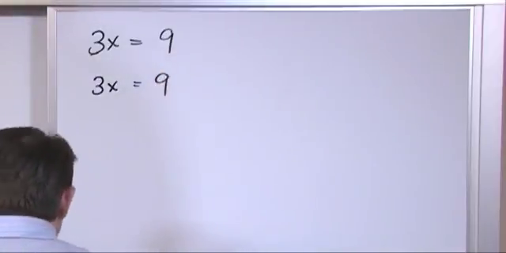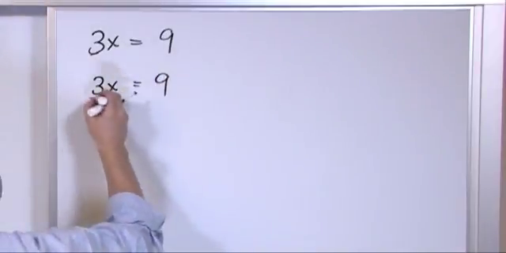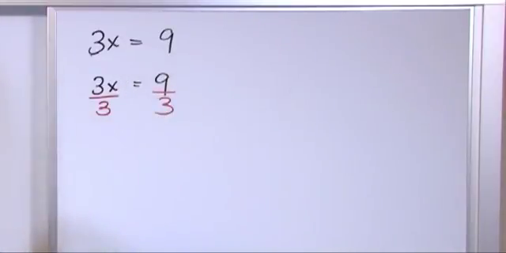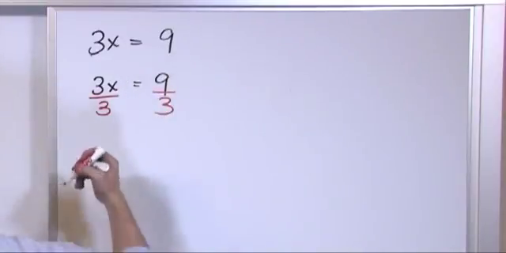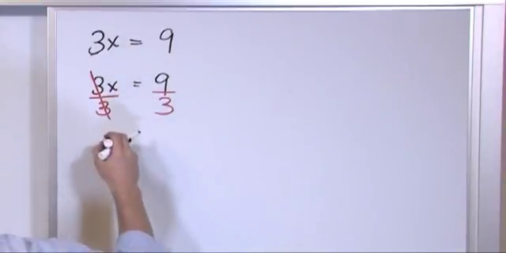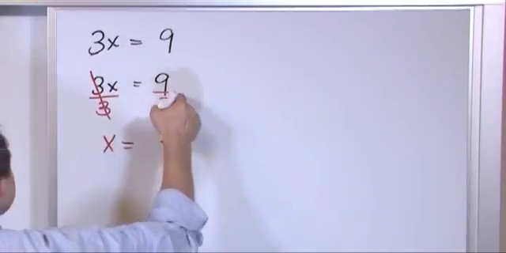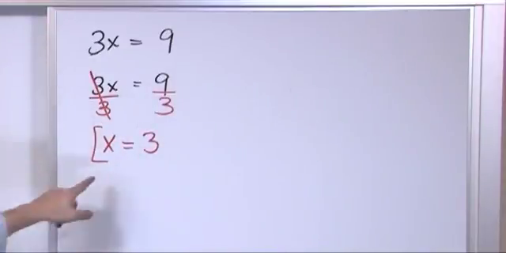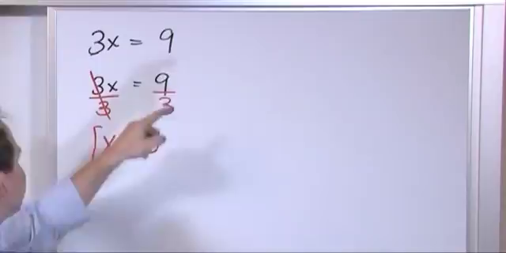So let me rewrite the equation. I can divide both sides of this equation by 3. Why do I do that? It's because when I do it, the 3's are going to cancel out. So I'm going to have x is equal to 9 divided by 3 gives me 3. That is the answer. And you can check it by putting x back in here. 3 times 3 is 9.